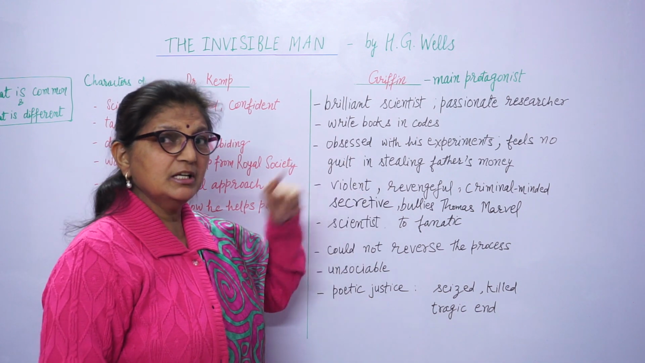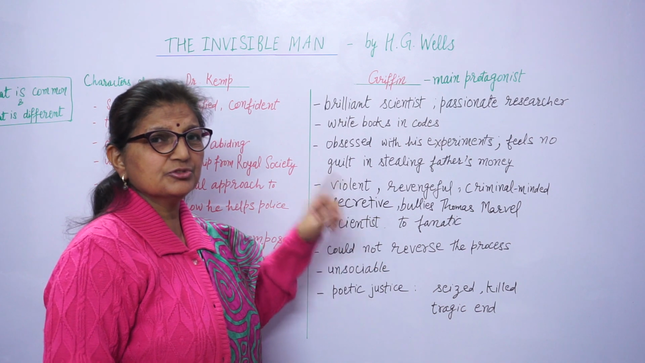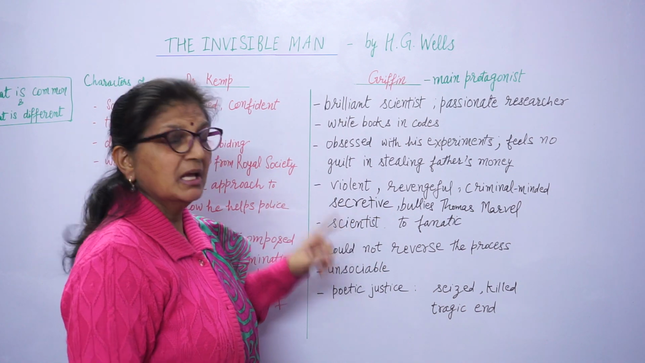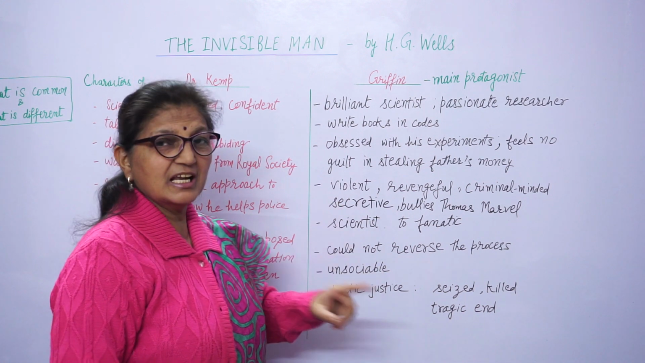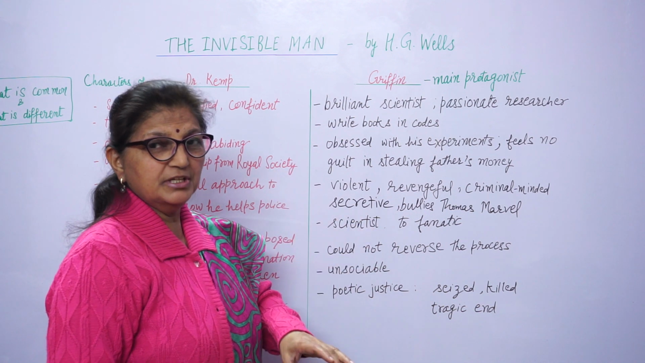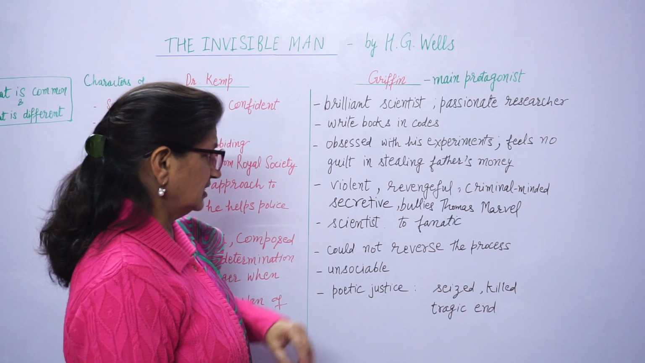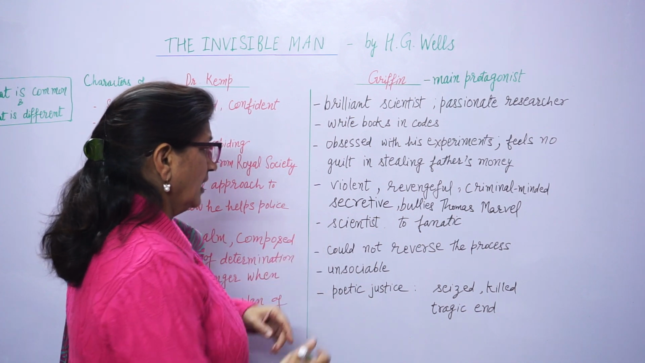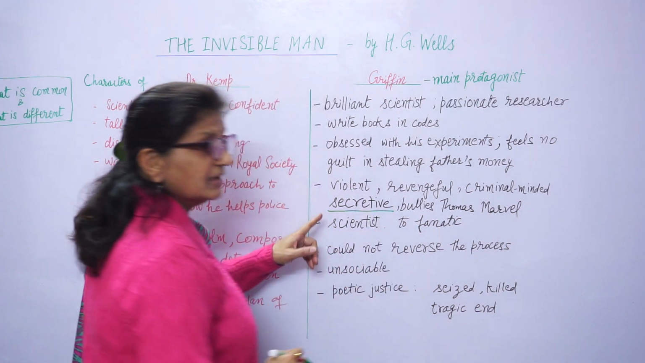First he stole the money of his father when he was a student, when he used to study in university. Later on he stole the money of Mr. and Mrs. Bunting. Then he went to the emporium. He also tried there to steal the money and other things also. Another characteristic you have is secretive. He is secretive.